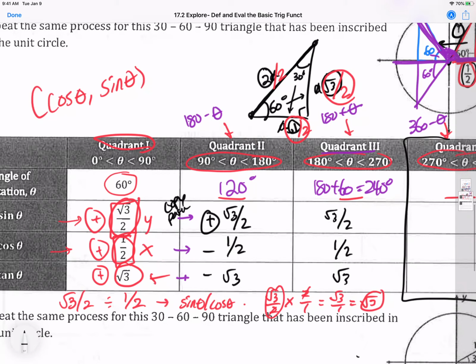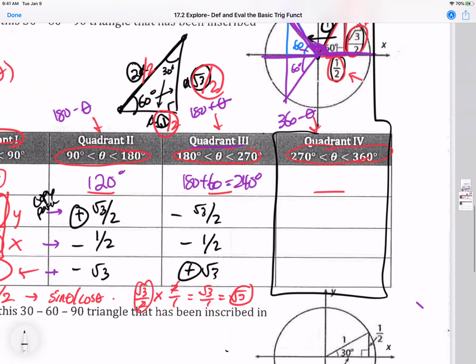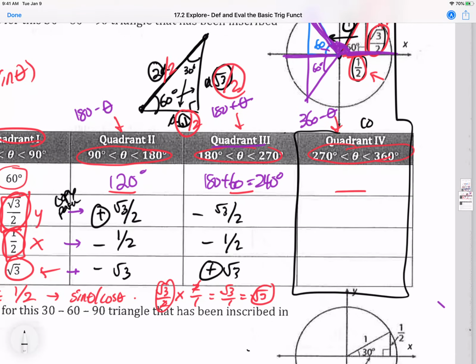And for quadrant 4, I hope you guys realize that cosine is the only one that's positive. The rest of it is negative. Okay? So please finish that as well.